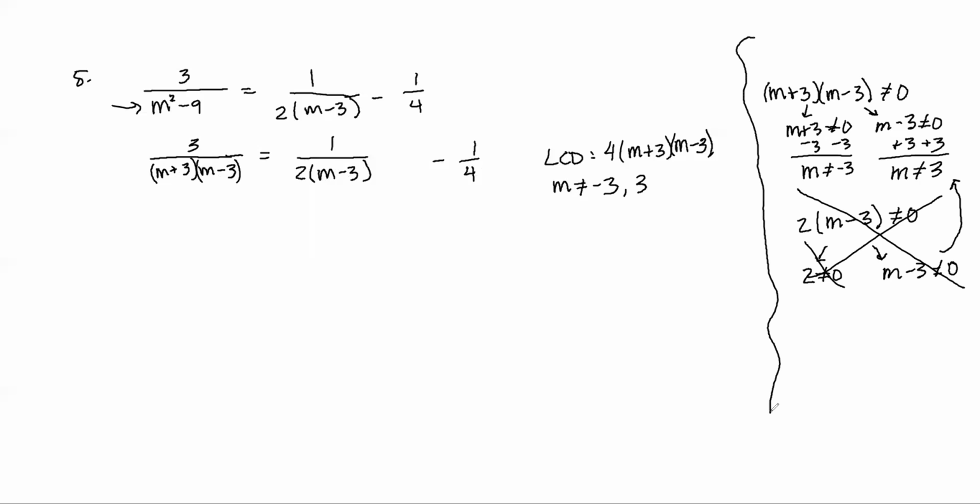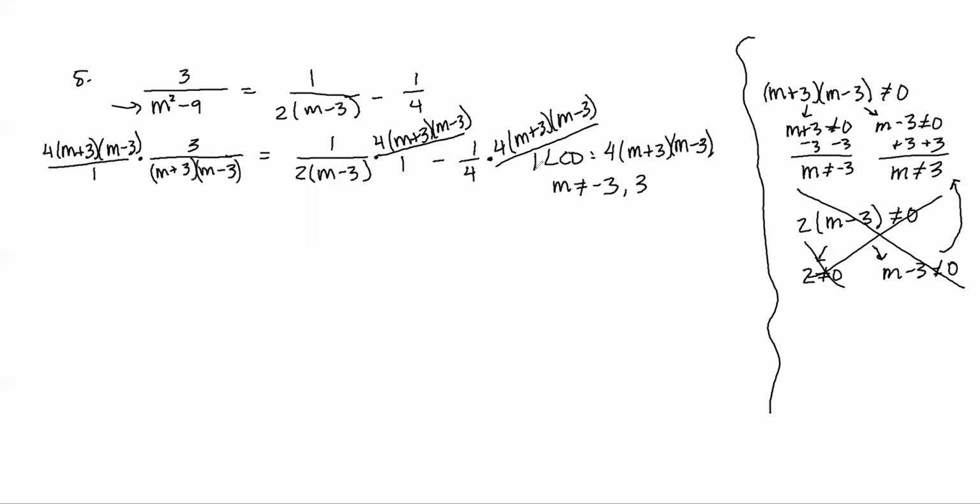All right, so our restricted values are taken care of. Let's go ahead and multiply everything by the LCD. So we're going to multiply over here by 4 times m plus 3, m minus 3 over 1. Multiply here by 4 times m plus 3, m minus 3 over 1. And right here times 4, m plus 3, m minus 3 over 1. All right, so now let's go ahead and cancel.